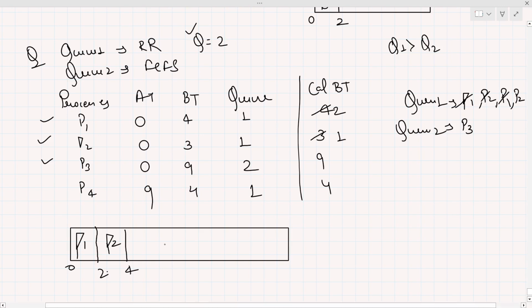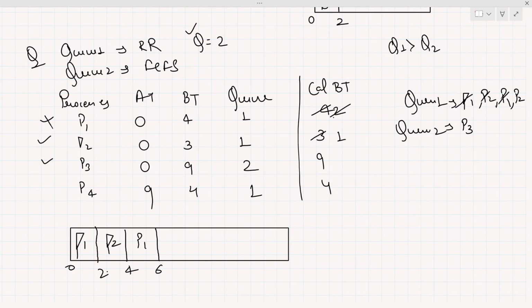P1 gets the CPU from 4 to 6. Now you can see that at 6, because we have to run a maximum of 2 and the burst time is also 2, we complete this process. Now P1 is completed. So at 6, what do we have to check? We have to check whether new processes are there in the ready queue or not. The answer is no. And the second step is to check whether P1 is completed or not. P1 is completed, so no need to add anything.